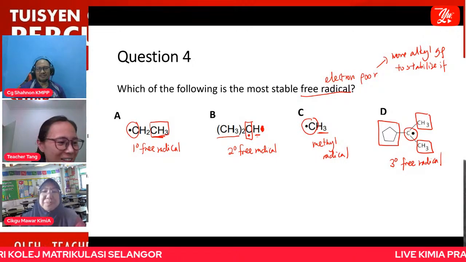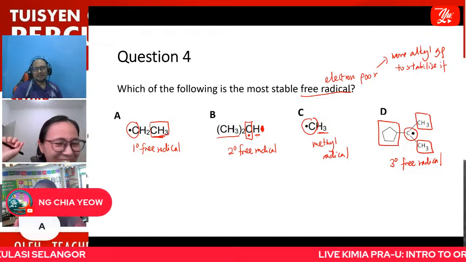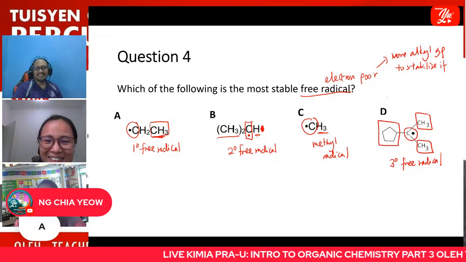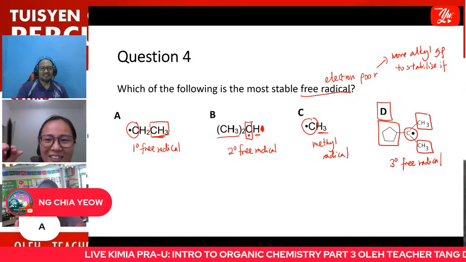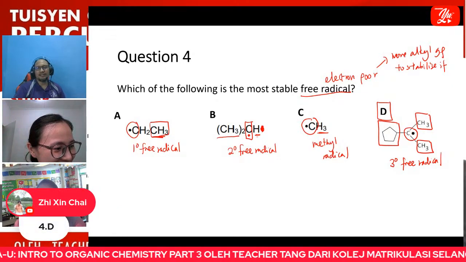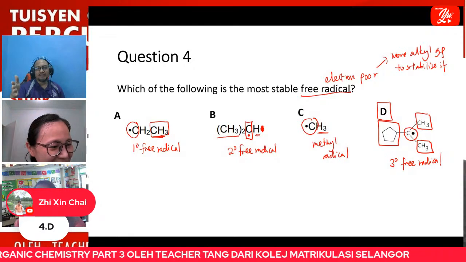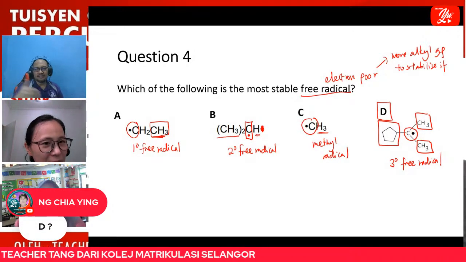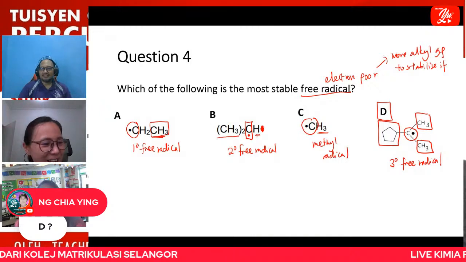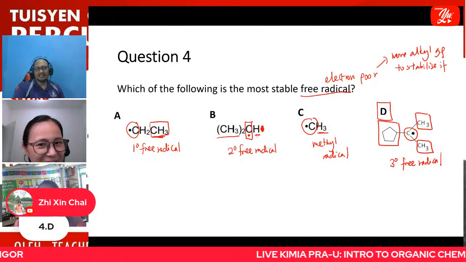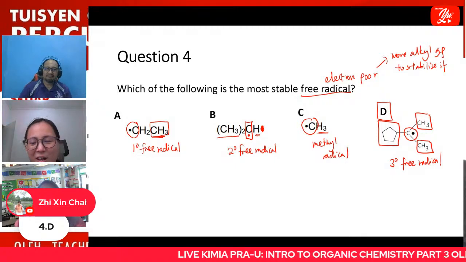We have an answer now from Chia Ying. Chia Ying, the answer is D. Very good. The answer is D. Chia Yao, I think that's the answer too. Chia Ying, Z Chin Chai, the answer is D. Okay, very good.